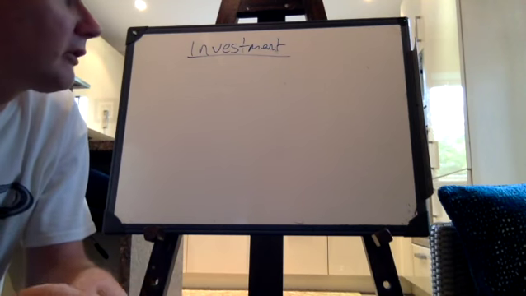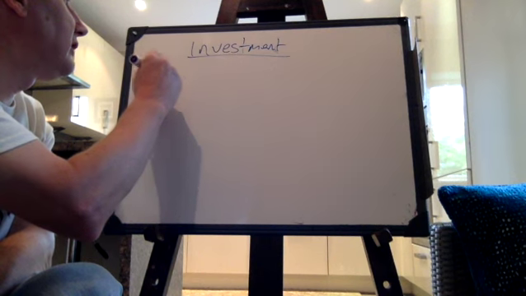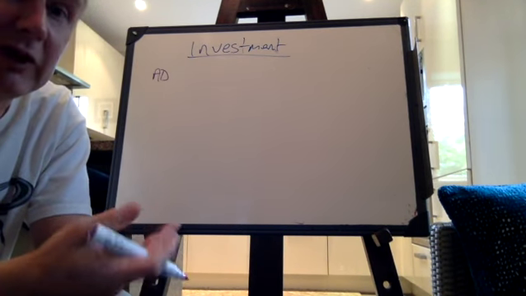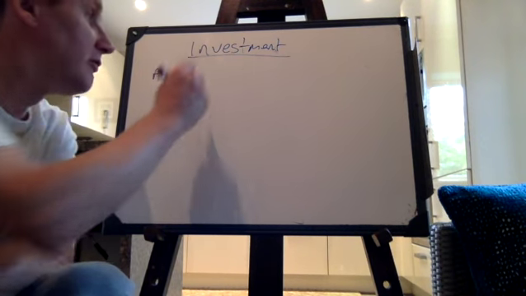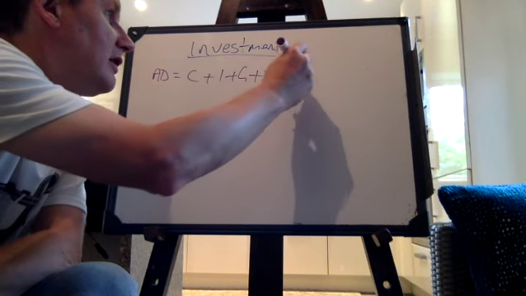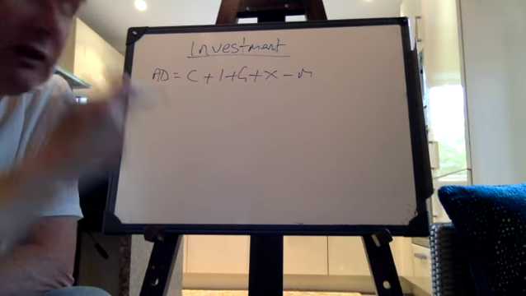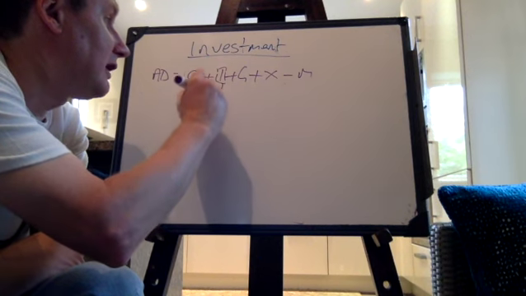Okay, so we're looking at the components of aggregate demand. And we said that aggregate demand, which is total demand for goods and services in a country, so in the UK, total demand for UK firms' goods and services, is equal to consumption, plus investment, plus government spending, plus exports, and then subtracting any money that's spent abroad. And we looked at consumption. So what we're going to turn to now is the second component of aggregate demand, investment.